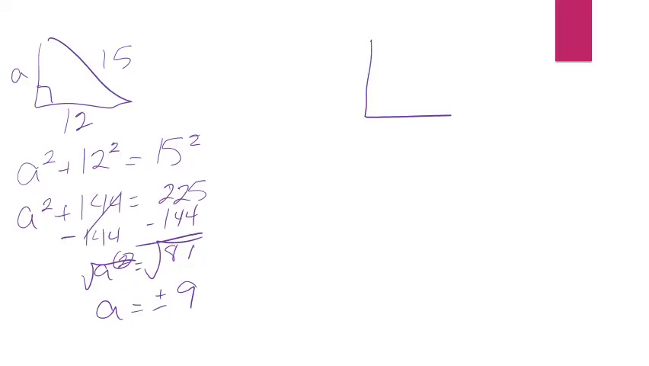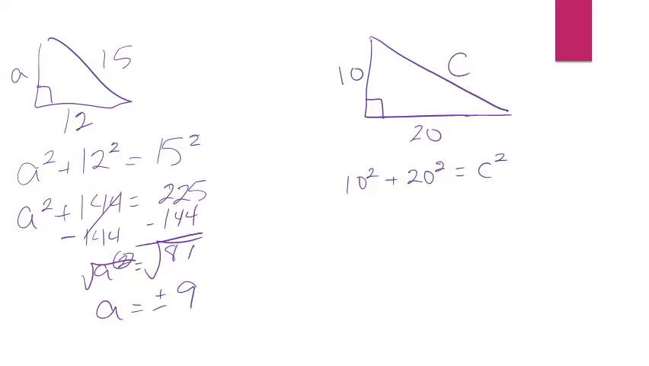This is similar. This time we don't know the hypotenuse. We do know the sides, the legs though. One leg is 10 and one leg is 20. So we have 10 squared plus 20 squared equals c squared. 10 squared is 100. 20 squared is 400. And we keep simplifying as much as we can.